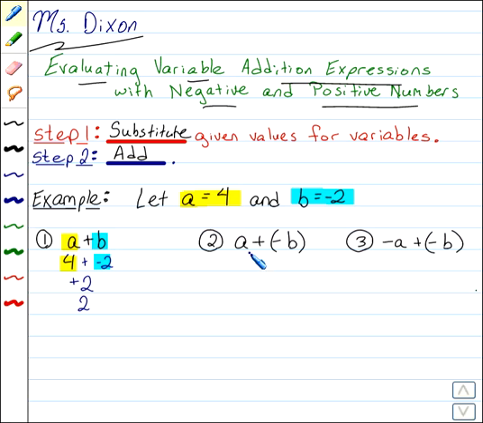Let's try another one. This time we want to substitute for a. A is 4. B is negative 2. And then we have to copy down everything else. We're adding, and there's a negative in front of the b, so there's a negative in front of that negative 2.